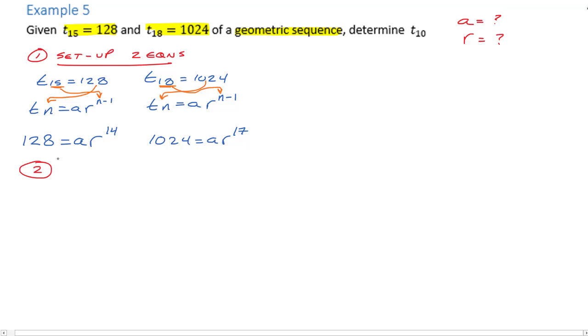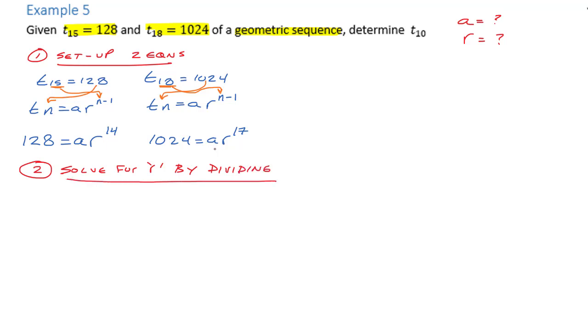Now, if you try to subtract them, I'll show you really quickly. What we actually have to do is divide them, okay? So let me just write this down. Solve for R by dividing, not subtracting or eliminating or substitution, okay? That's the trick here. Why do we have to divide? Because the A and the R are glued together by multiplication. So the only way we can eliminate the A is to divide it away.